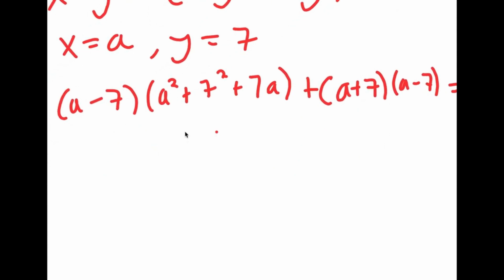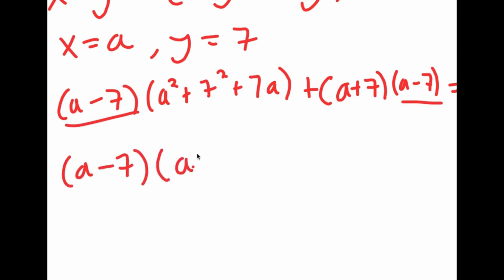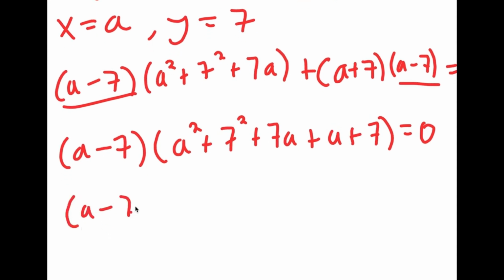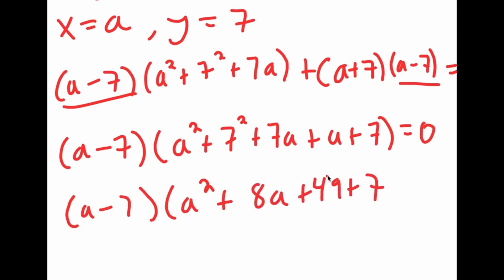Now notice how both of these terms have a common factor of a minus 7. So if I factor out a minus 7, I get a minus 7 times a squared plus 7 squared plus 7a plus a plus 7 is equal to 0. And this simplifies to a minus 7 times a squared plus 8a plus 49 plus 7, and 49 plus 7 is 56. So this is equal to 0.